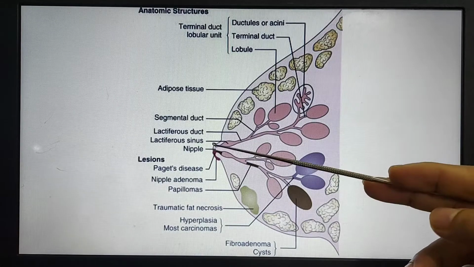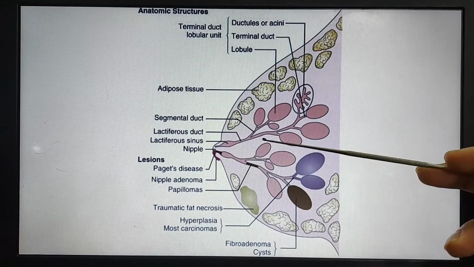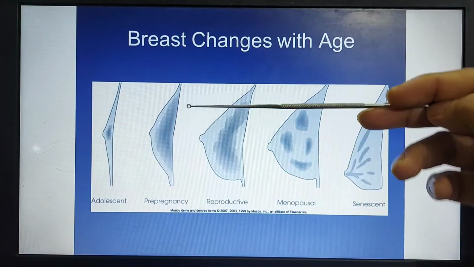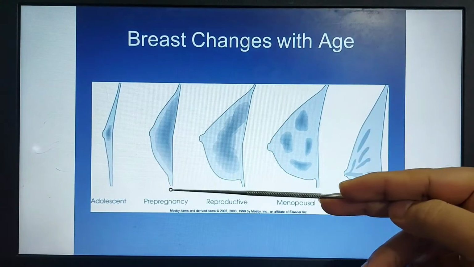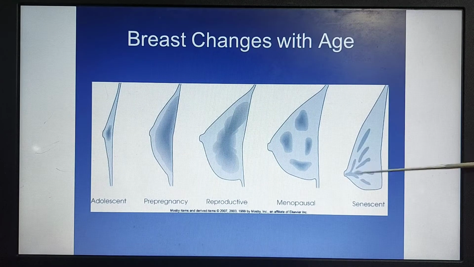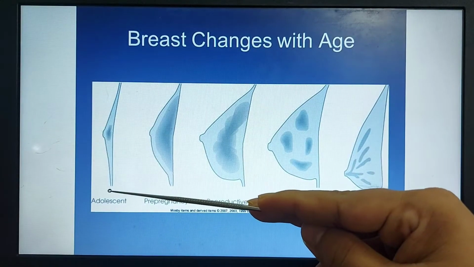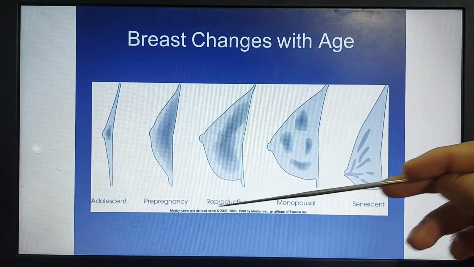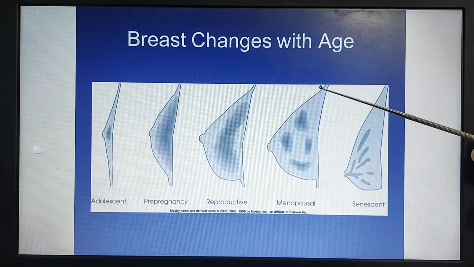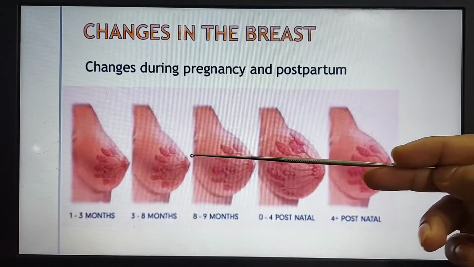This is the glandular part of the breast. Now we see the developmental changes of the breast from the adolescent to pre-pregnancy, reproductive age, menopausal age, and the older age. The breast becomes enlarged in the reproductive age. After menopause, they again regress in size.